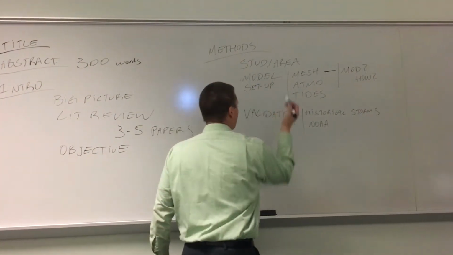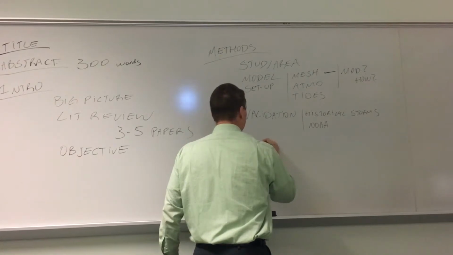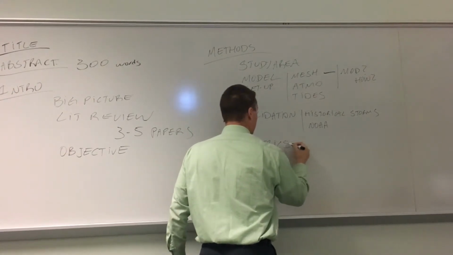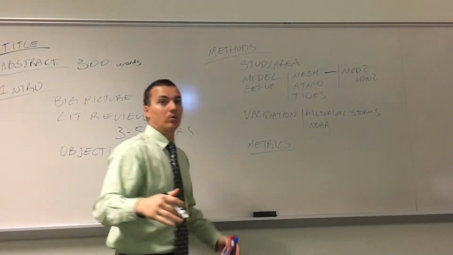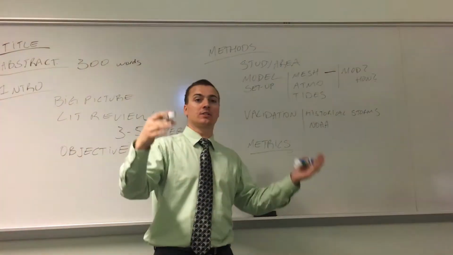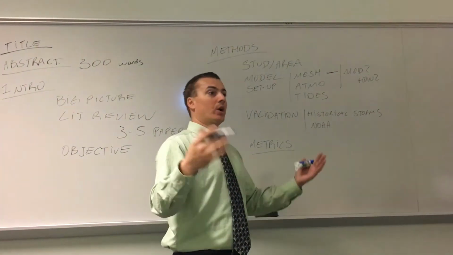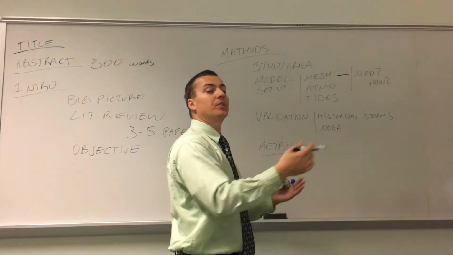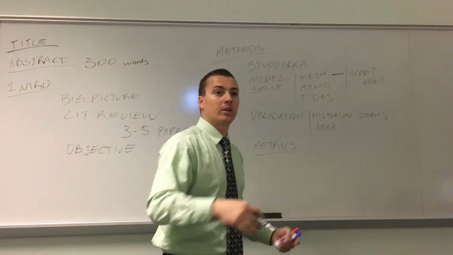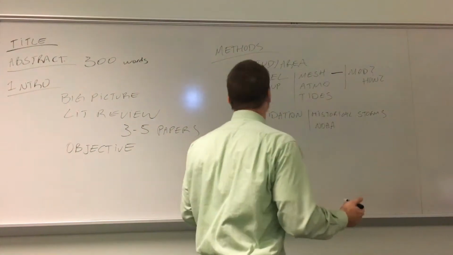And then the third thing you have here in your methods is metrics. If you're comparing something, it's how. Are you comparing water levels? Are you comparing inundation extents? And where and how you're doing that? Is it a percent difference? Is it a rate of increase or whatever it is?